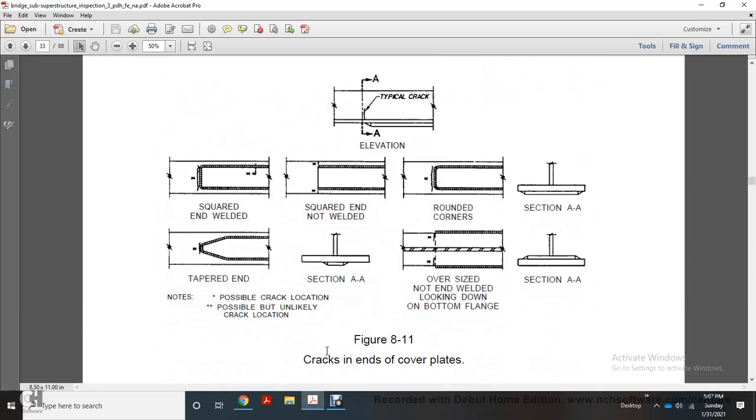Figure 811 shows check ends of the cover plate: square end butt, square not welded, rounded corners section A, tapered ends section A, oversized end weld looking down at bottom flange section A.